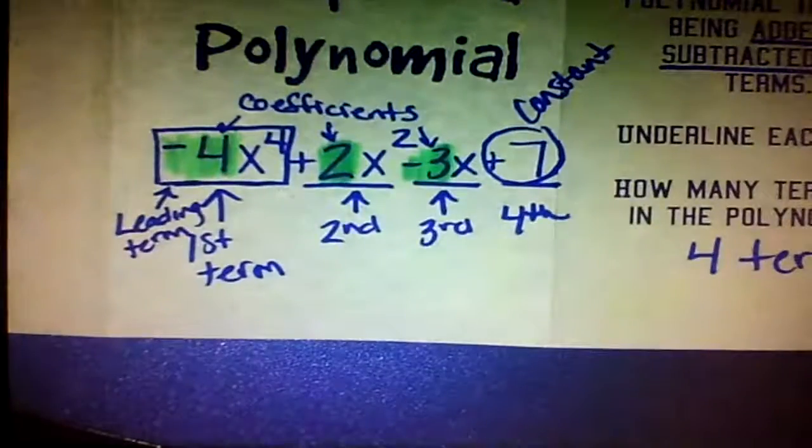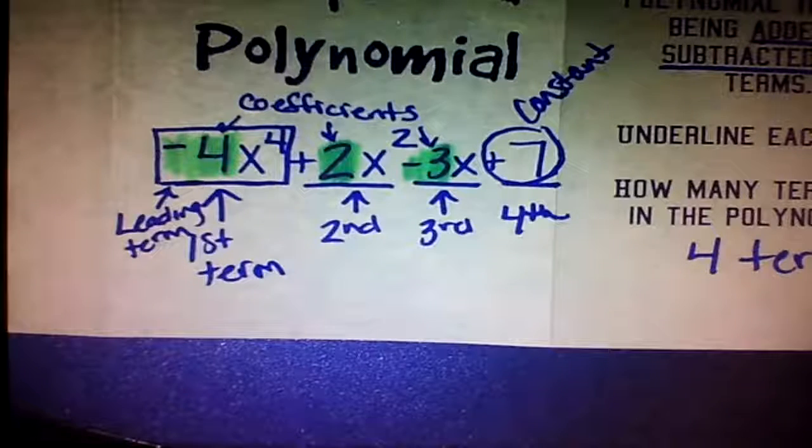Okay, you have to be careful because sometimes they're going to intermix these, where your leading term is not actually going to be in the front, because they wrote your polynomial wrong. Technically, your polynomial should always be from your highest exponent down to your constant in order. So you can always rewrite your polynomial.